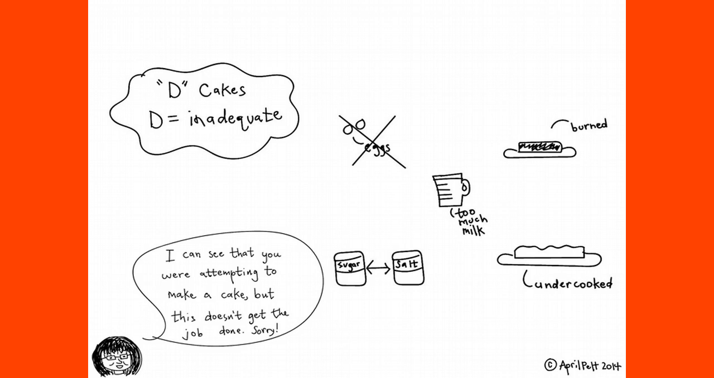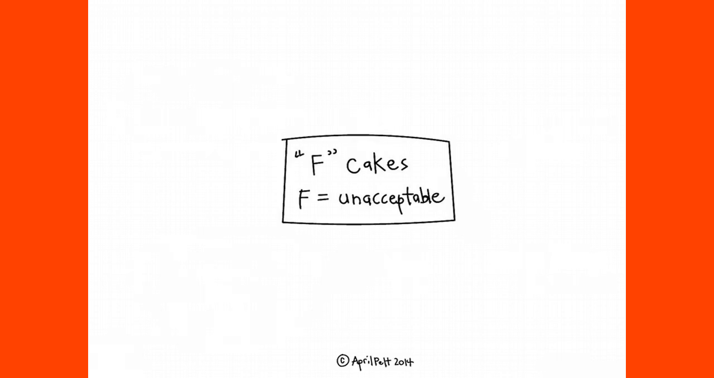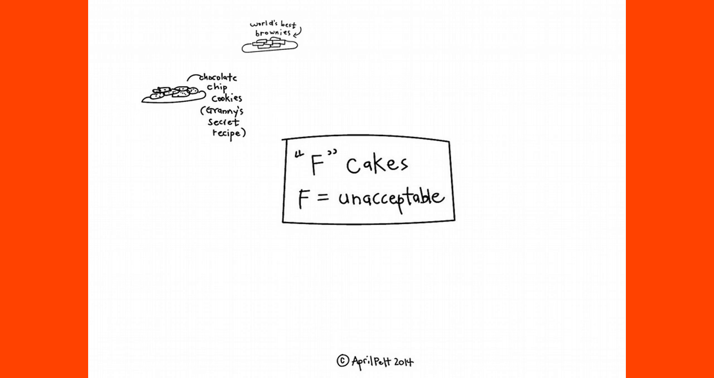There are several different ways that you can make an F on the cake assignment. The most common one is by not making me a cake, but by making something else instead. Maybe you bring me brownies. Maybe you bring me cookies using your granny's secret recipe. These can be lovely baked goods, and I'm sure that they're very tasty, but they're not a cake. And even the best brownie in the entire world would receive a failing grade if the assignment is to make me a cake.